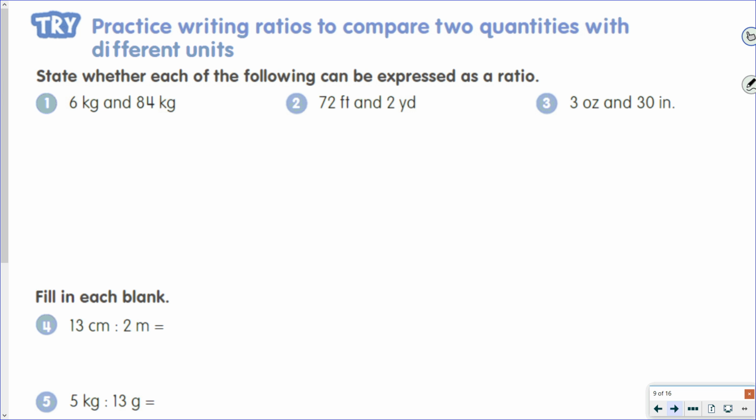So for these first 3 here, we're going to determine whether or not we can express that as a ratio. Well, number 1's pretty easy since they're both measuring kilograms. Yeah, you can write that as a ratio. Number 2, 72 feet and 2 yards. Yes, we can write that as a ratio because they're both measuring distance, they're both measuring the length of an item. Number 3, we have 3 ounces and 30 inches. Well, ounces measures weight, inches measures distance. So no, we cannot write that as a ratio.